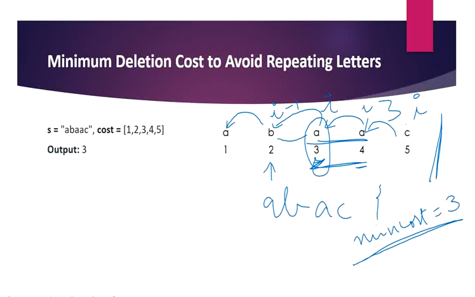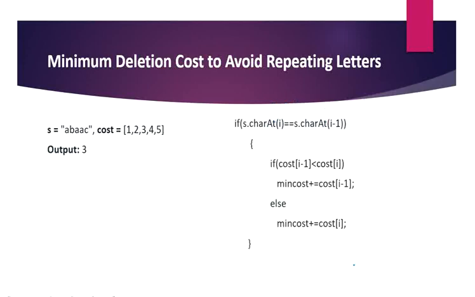So it is a pretty simple solution. You can use a for loop to loop through it and an if condition to check. So our code goes like this. We check whether the character at pointer i and the previous character are equal or not. If they are equal, then check which of the costs is less. If the cost at i minus 1 is less, we add the cost at i minus 1 to min cost. And if the cost at i is less, then we add the cost at i to our min cost. This solution will work perfectly if we have two characters adjacent to each other.